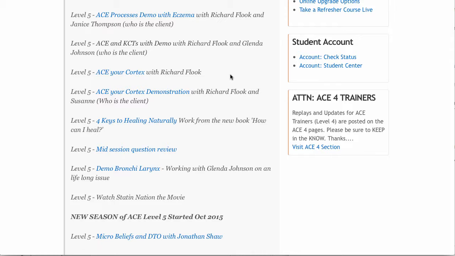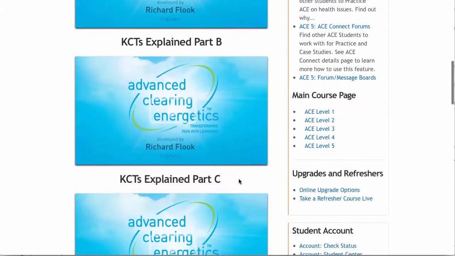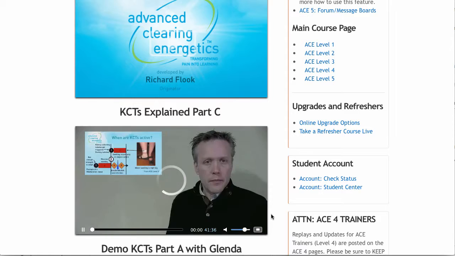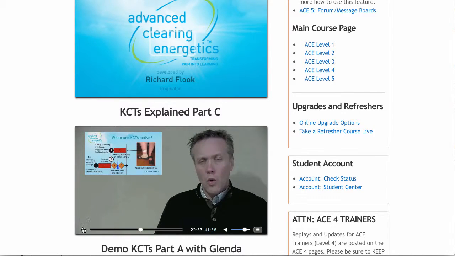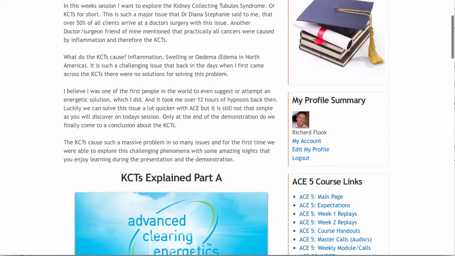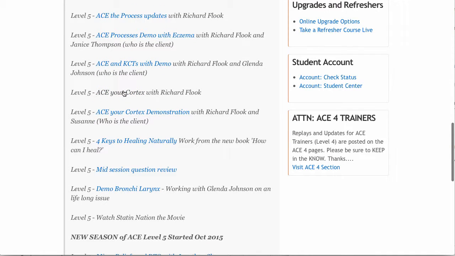The kidney collecting tubule syndrome. This is all about inflammation, so vitally important, and we go into that. Every single student should understand this. If you do metamedicine or have heard of metamedicine, then they don't get the kidney collecting tubule syndrome. They don't know how it works.